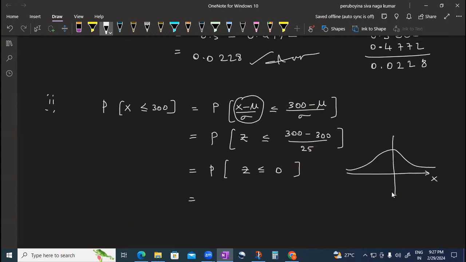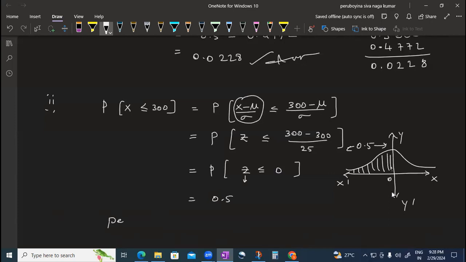This is the x-axis, x dash. This is 0, y, y dash. A rough diagram you can make in the examination. This is 0. Covered area is below 0. Below 0 means this entire part. You know that this entire part is 0.5. So write down the direct answer, 0.5.